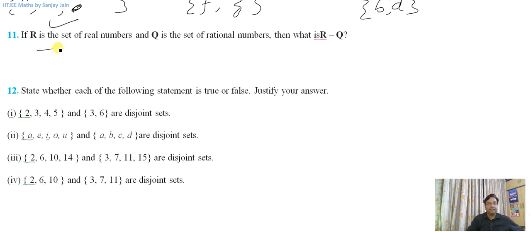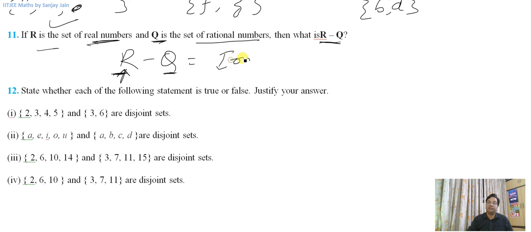R is the set of real numbers, okay? Q is the set of rational numbers. So what is R minus Q? R minus Q, right? Subtraction or difference of sets. So it means I need all the real numbers that are not rational. So what are these numbers? These are irrational numbers.